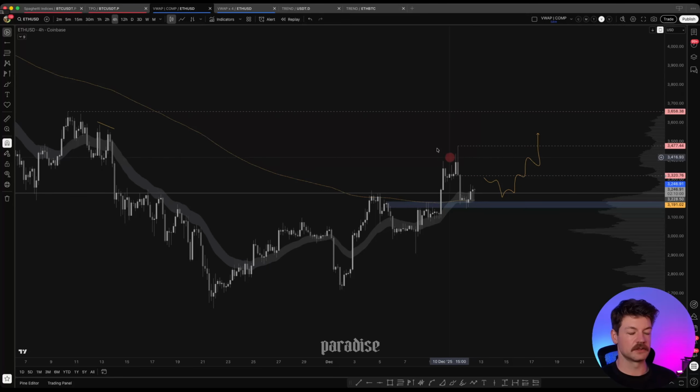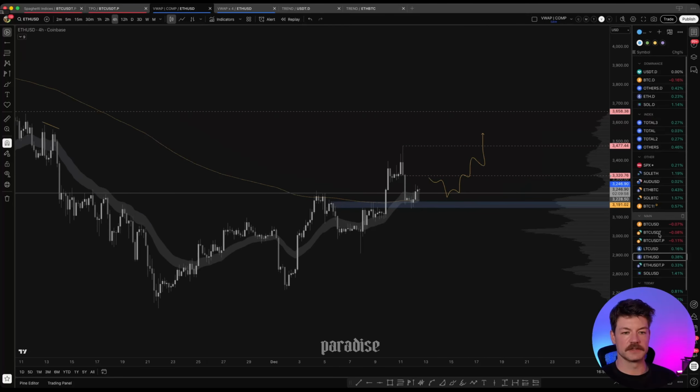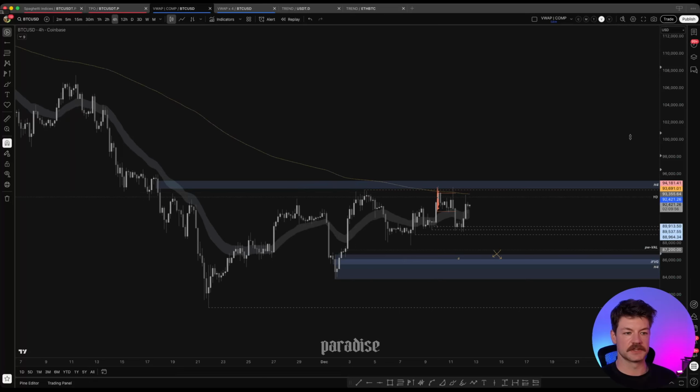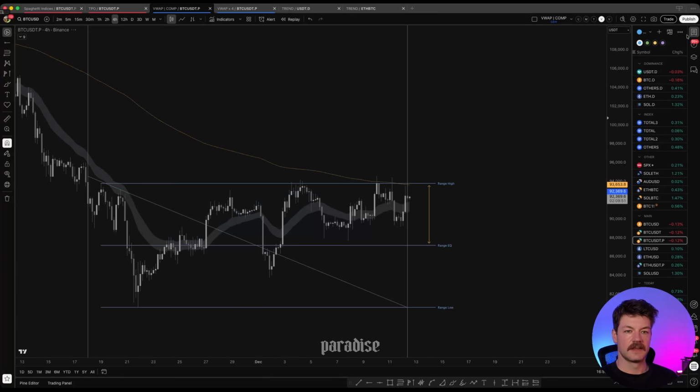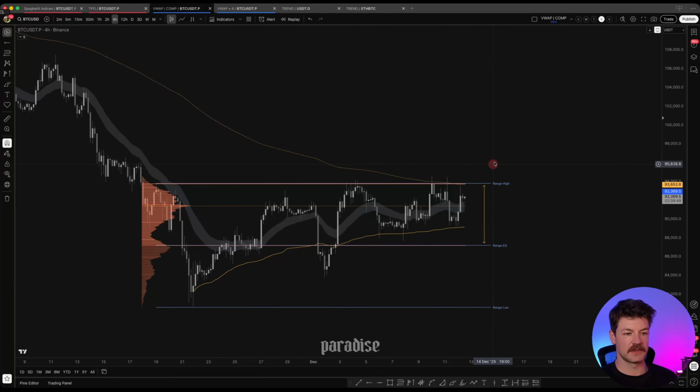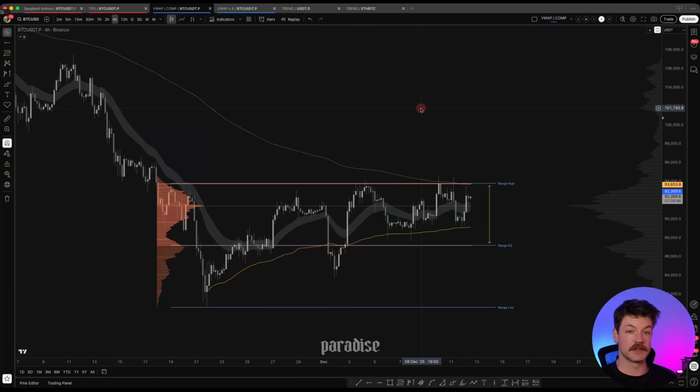So yeah, I'm quite liking ETH at the moment, but I think it really relies upon BTC breaking out above those levels I was discussing. If BTC actually breaks out above this area, then I think ETH is going to send. So just keep eyes on that.